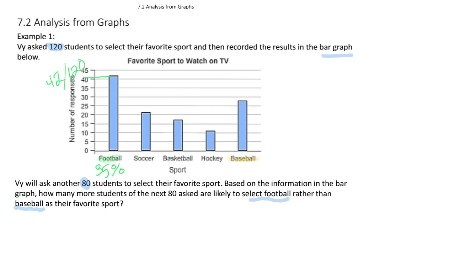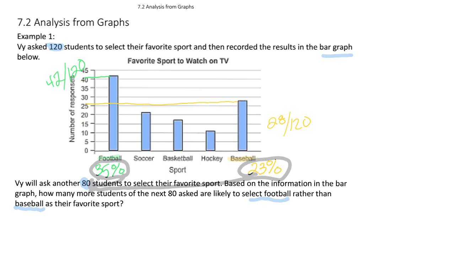And then for baseball, about 28-ish. So 28 out of 120 is about 23%. So that's how many people chose that sport. Now we need to take that information and we're going to just figure out how many are out of that 80. So what's 35% of 80?